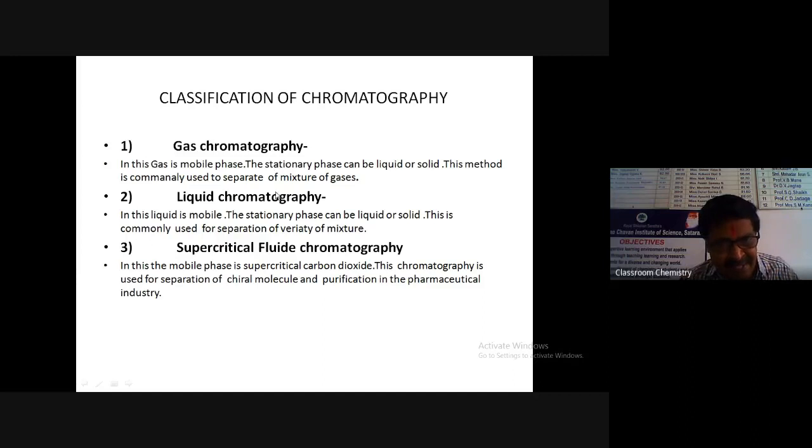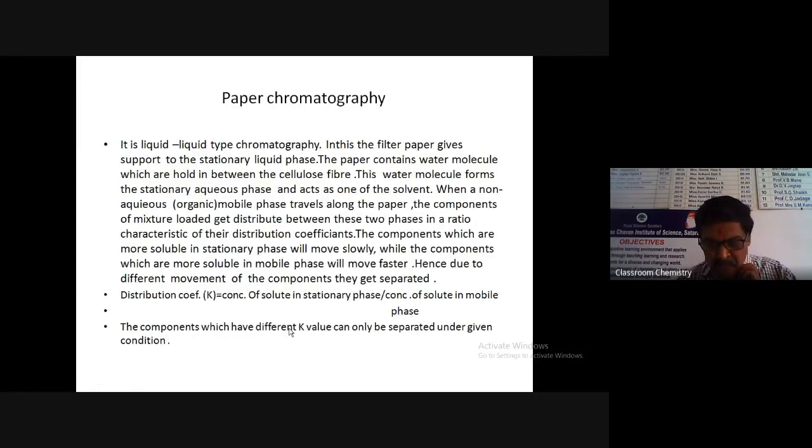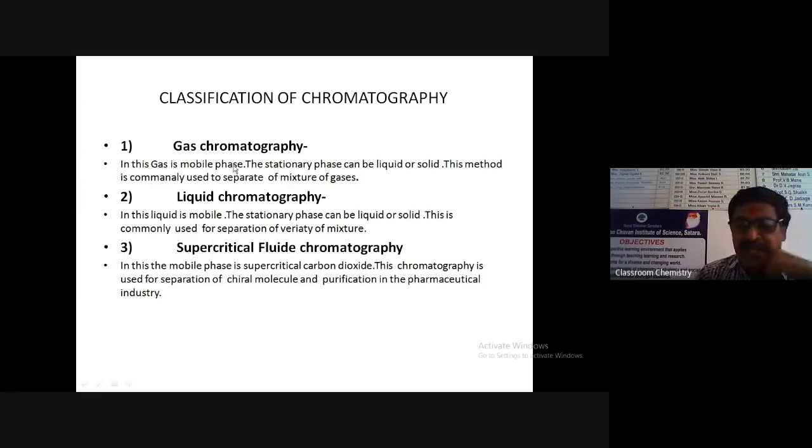Each of these is again divided into two, that is column and planar, and these are divided into different types of chromatography. Planar is divided into two, while column is divided into several types. So depending upon the physical state of the mobile phase, the chromatography can be classified into three: gas chromatography, liquid chromatography, and supercritical chromatography.